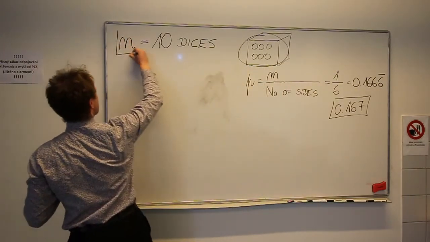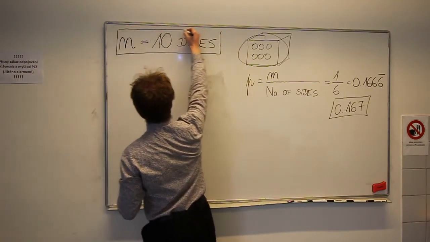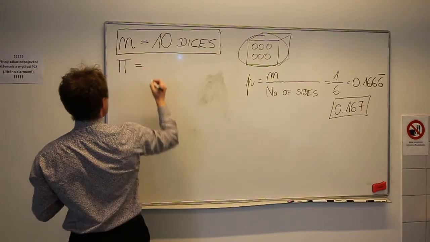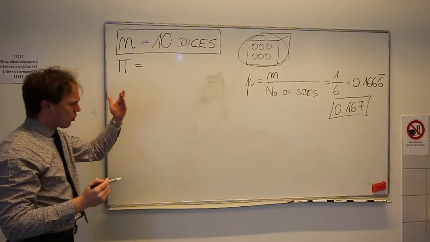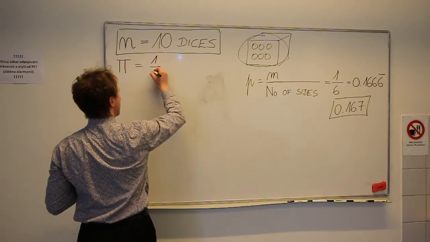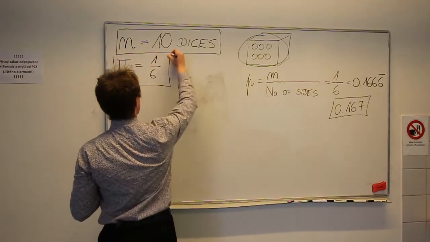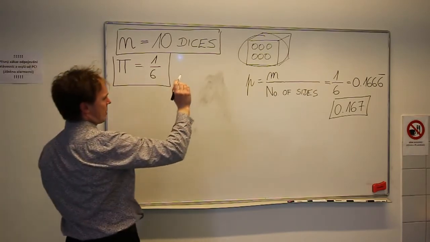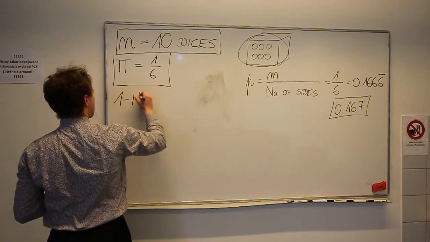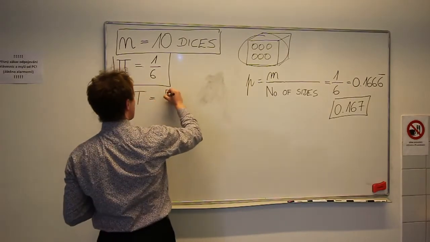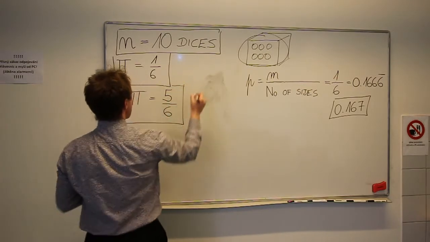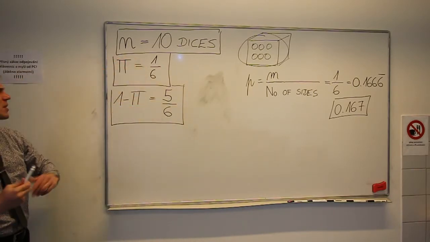So we have 10 independent dice in this example, and we can denote the probability p that you will see the required random event on one dice. So this p is 1 divided by 6. The probability that you will not see this side with position 6 is 1 minus p, and in our situation is 5 divided by 6. The rest, 1 minus 1 divided by 6, is 5 divided by 6.